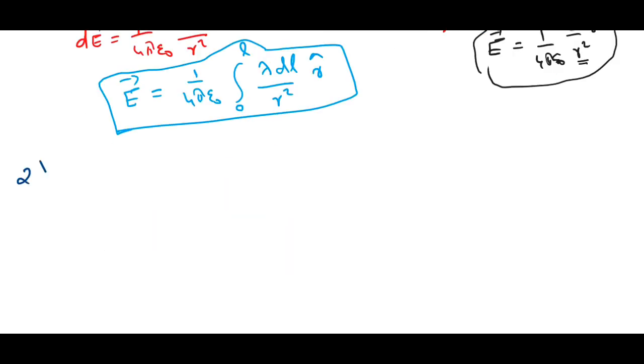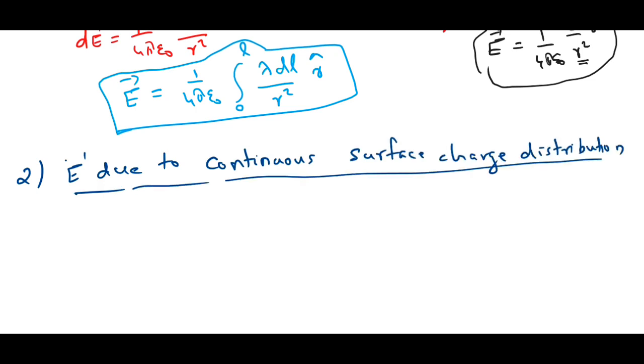In the second case, now we consider the electric field due to continuous surface charge distribution. That is, I consider a surface, a sheet that is positively charged, maybe somehow by conduction or induction. The electric field due to these surface charges, that is the charge contained on the surface, has sigma as the surface charge density, dq by dA. This is the surface charge density, charge per unit area.